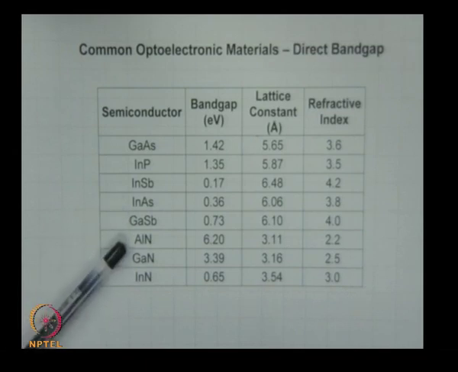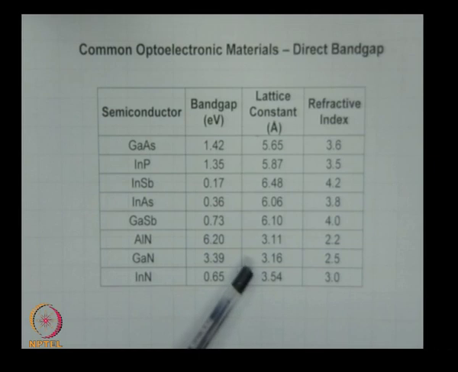So you can see some of the common binary compounds which are used: gallium arsenide, indium phosphide, indium antimonide, indium arsenide, aluminum nitride. These are the wide band gap semiconductors. Gallium nitride has a band gap here of 3.39 electron volts. This is nowadays a very important substrate, gallium nitride, to get blue LEDs and blue lasers. It is the gallium nitride substrate which is used, with indium gallium nitride.